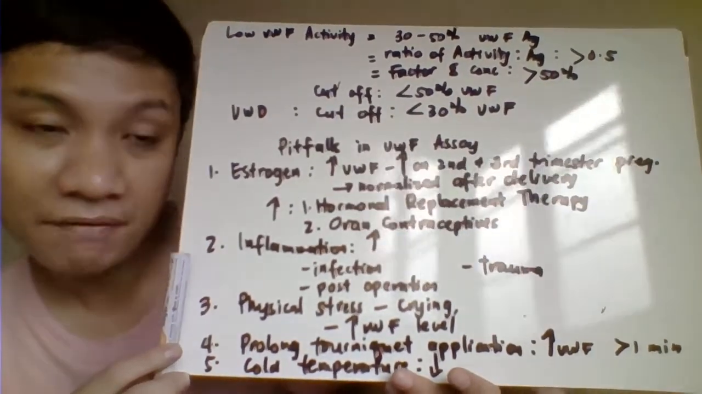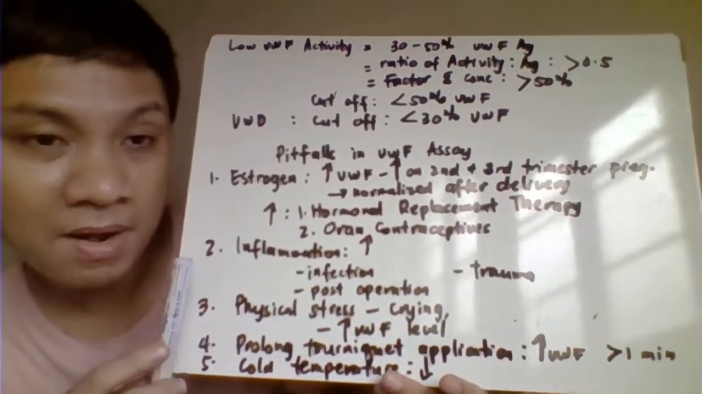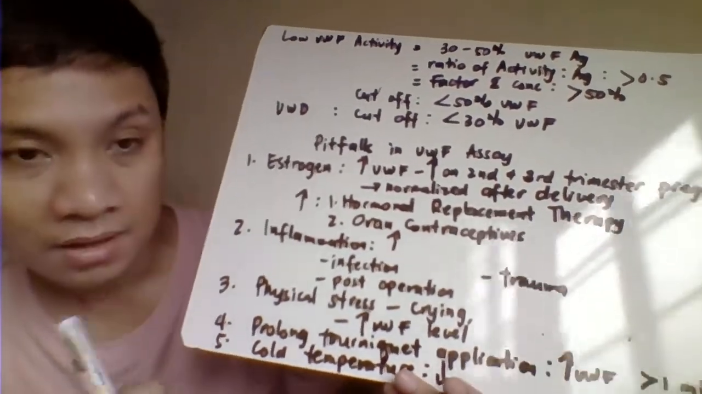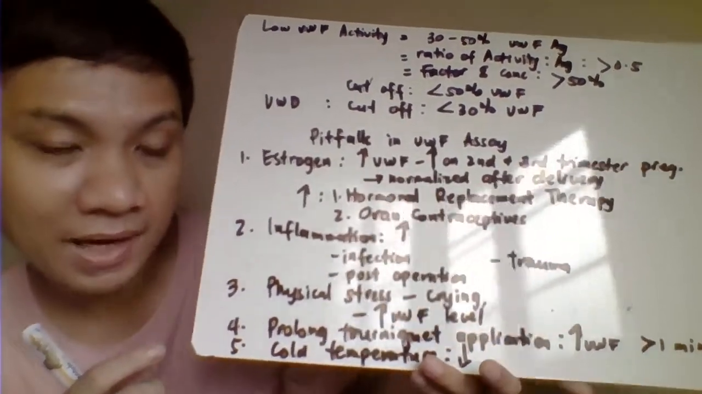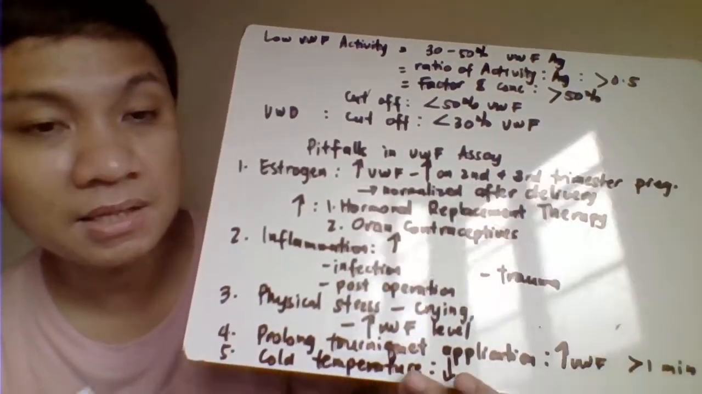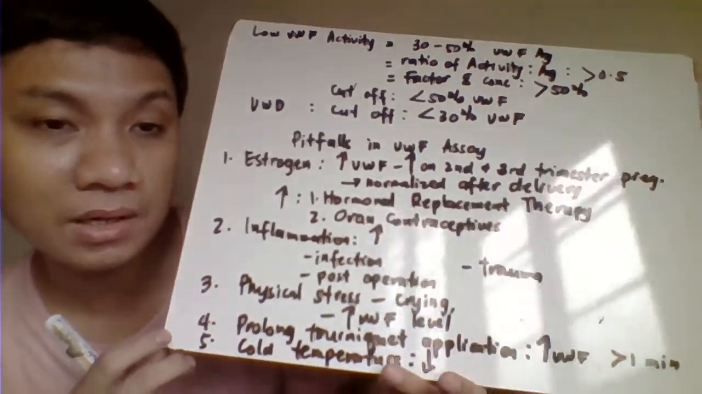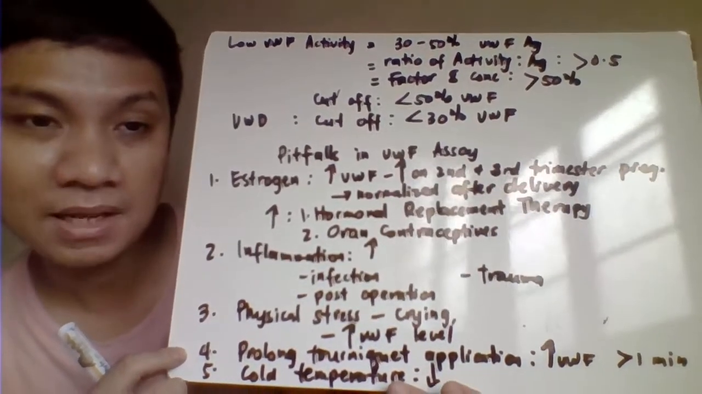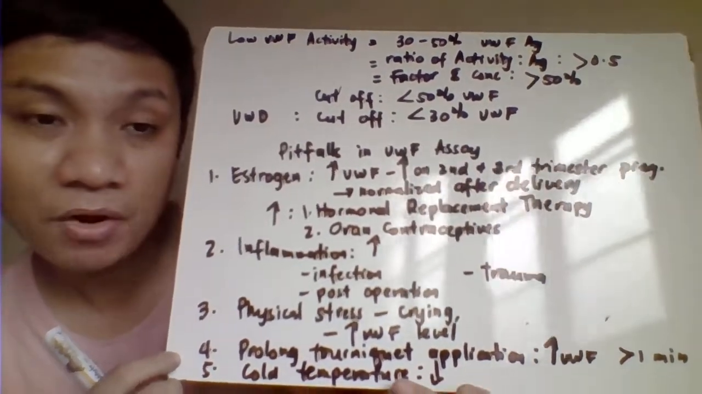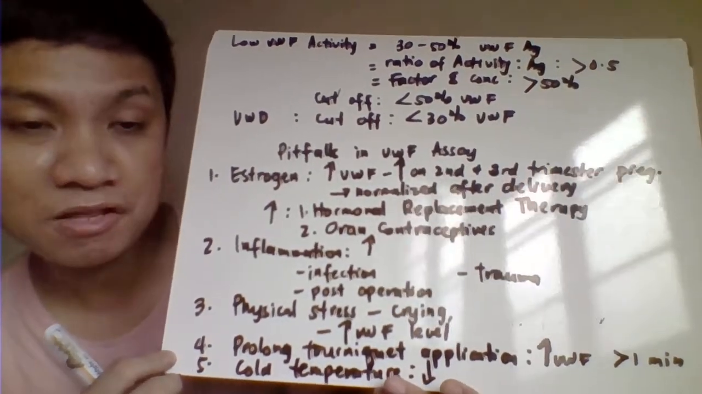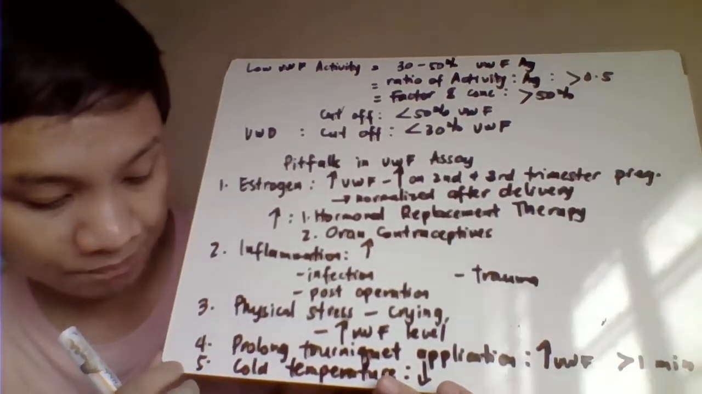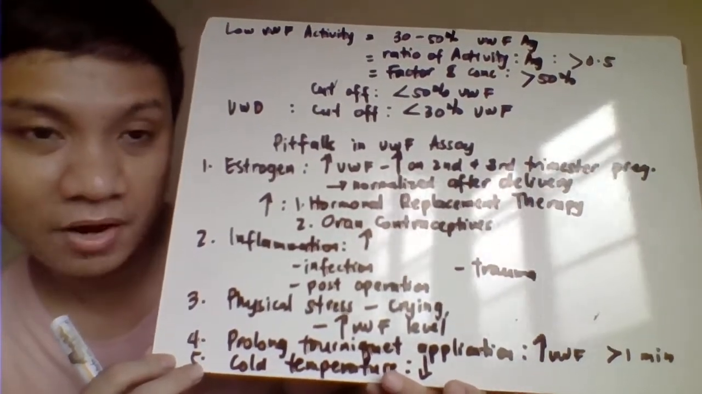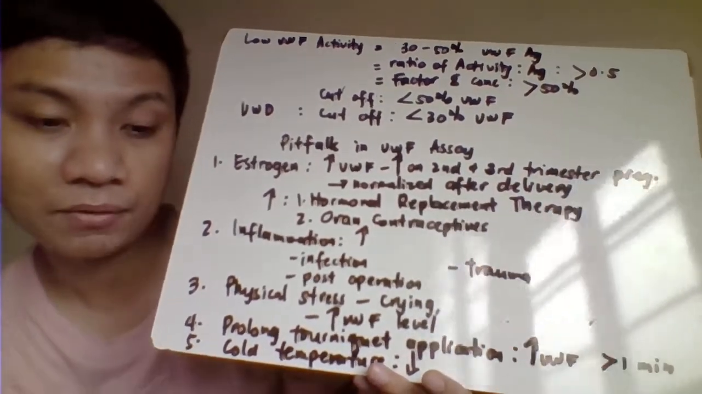Inflammation, so infection, post-operation, trauma, they also tend to increase your von Willebrand factor concentration. So stress, like excessive crying, yung kinakuhanan na ng dugo ang patient, pag baby, also tends to increase the result. Another one, prolonged tourniquet application, so dapat less than 1 minute lang. So hemoconcentration also tends to increase the result of your von Willebrand factor. Another one, cold temperature will tend to decrease the concentration of your von Willebrand factor.